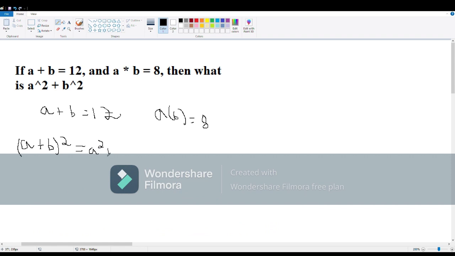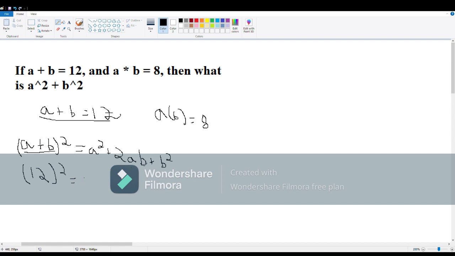plus 2ab plus b squared. Now, given this, we know what a plus b is. Well, we know a plus b is equal to 12. So we'll substitute a plus b, so we'll put 12 in for a plus b, and we'll square that is equal to.